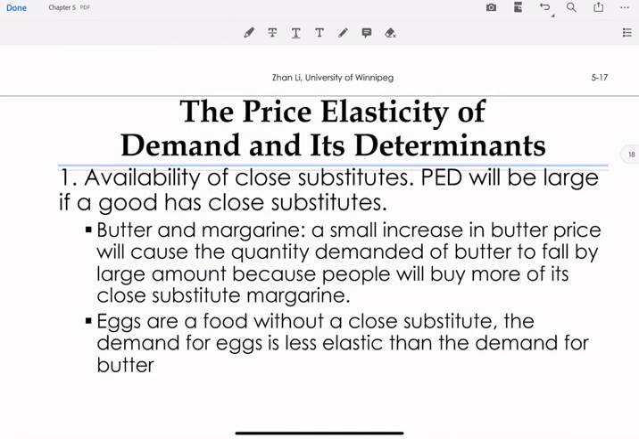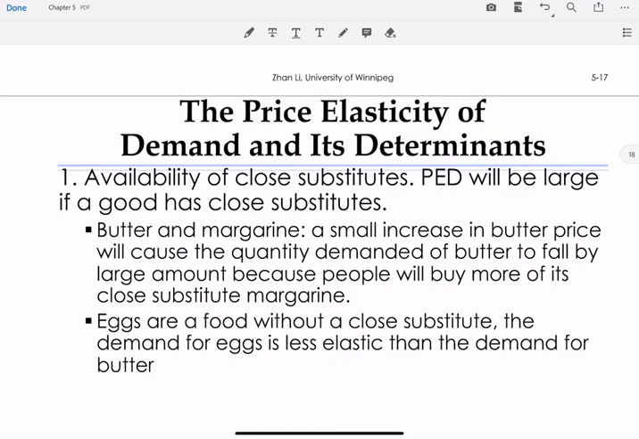So the first factor is about the availability of close substitutes. So basically you can imagine that the demand curve will be very elastic if this product has a lot of close substitutes, right? Just think about several examples.